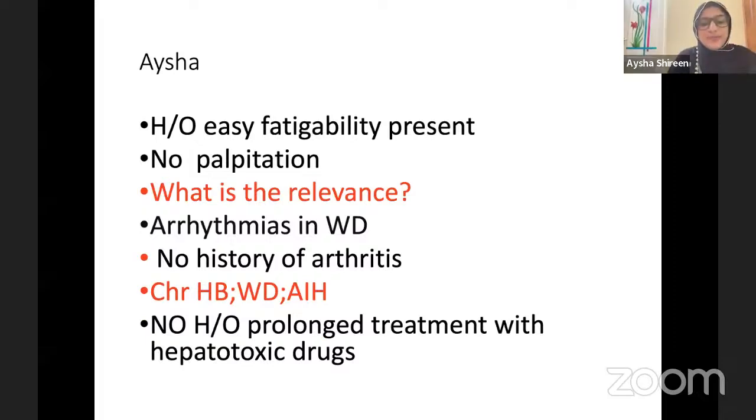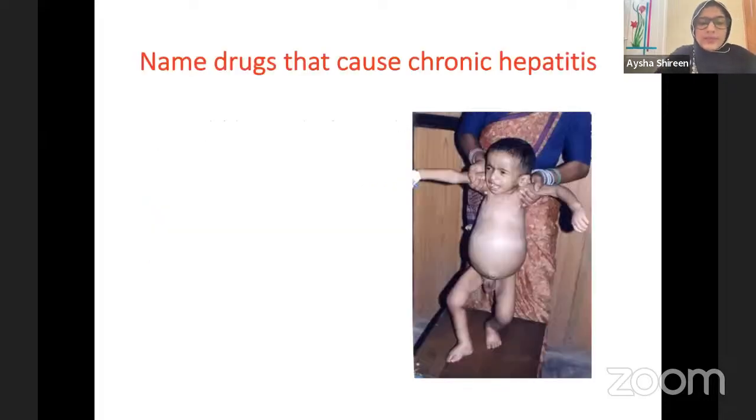There is no history of prolonged treatment with any hepatotoxic drugs. Now, what are the drugs that cause chronic hepatitis? There are several drugs which can cause chronic hepatitis. You should be able to say at least a few. Can you mention a few drugs that cause chronic hepatitis? Not acute hepatitis, but chronic hepatitis or chronic liver disease. INH. Okay, INH is one of the most important ones.